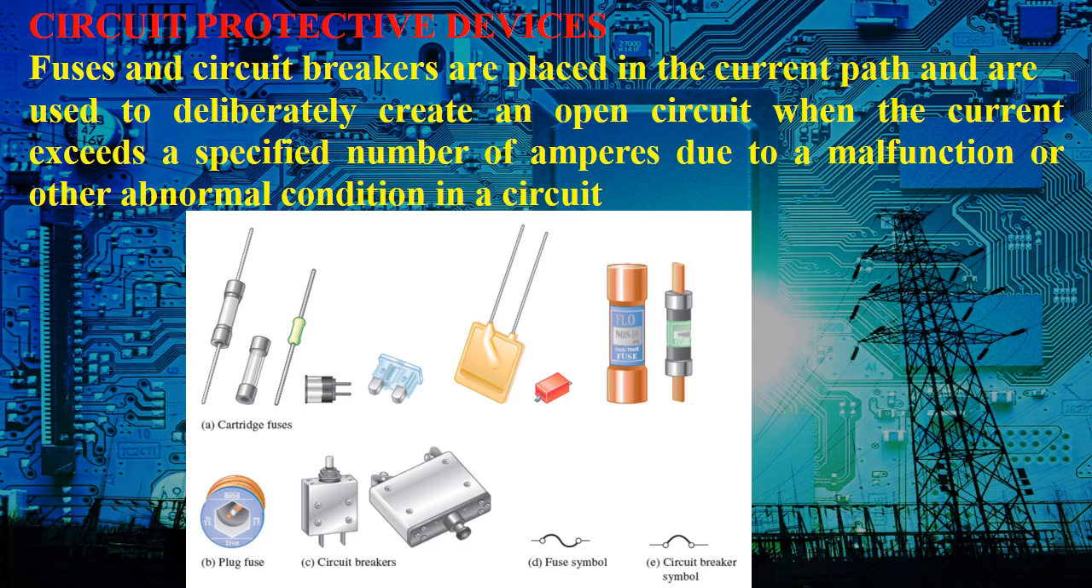Circuit protective devices: we have fuse and circuit breakers. They protect the circuit in the event that there is overcurrent flowing through the circuit, especially the load and the circuit, from catching fire and so on. So fuse and circuit breakers are placed in the current path and are used to deliberately create an open circuit when the current exceeds a specified number of amperes, or due to malfunction or other abnormal conditions in a circuit.